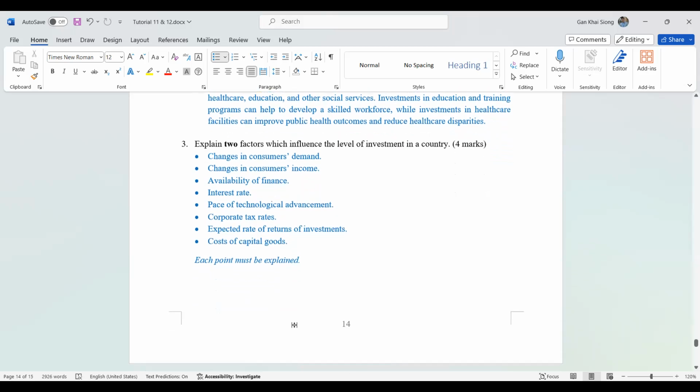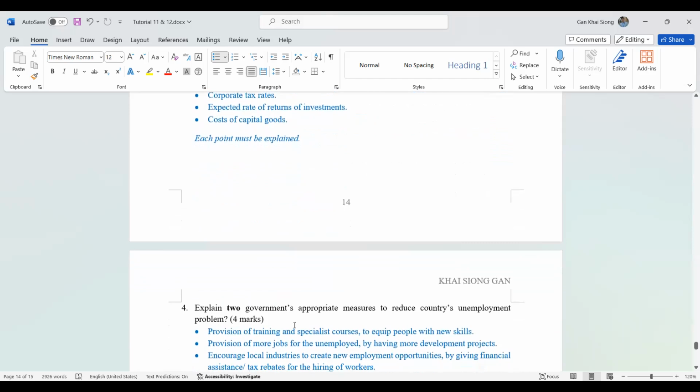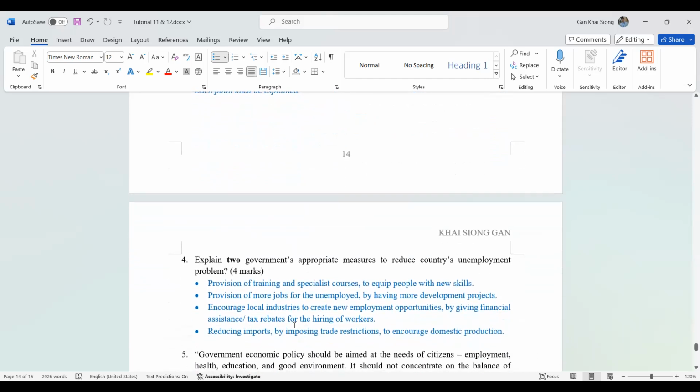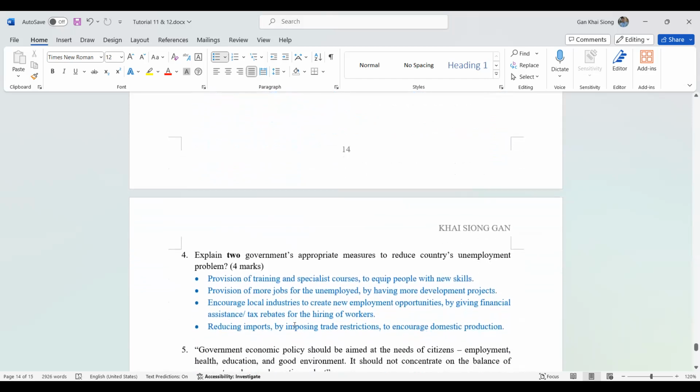Okay, let's go on. Next question. This one came out in the midterms already, so I'll just show you. Explain two appropriate measures the government can take to reduce a country's unemployment problem. So that means what are the ways they can reduce the unemployment problem?